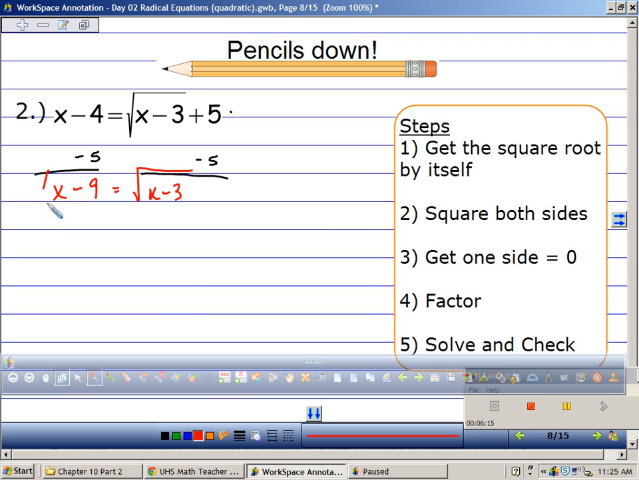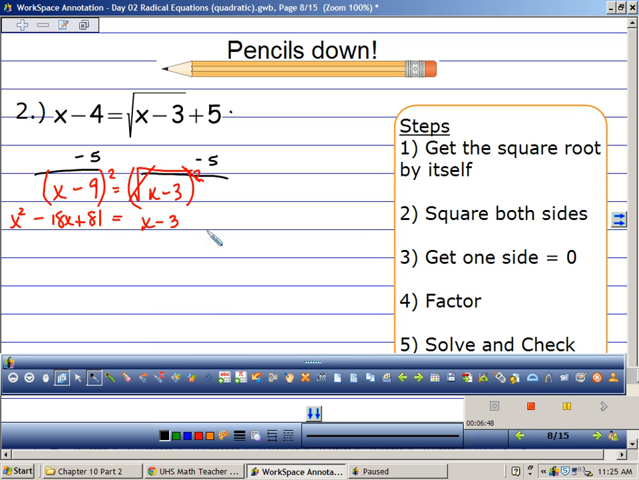My next step is to square both sides. So I'm going to square this side and this side. When I square this side, it cancels my square root, and I'm left with x minus 3. When I square this side, it's a perfect square trinomial, so I have x squared. The 9 becomes an 81, and this middle term becomes negative 9x doubled, which is negative 18x. Get one side equal to 0. I need to subtract x from both sides and add 3 to both sides.